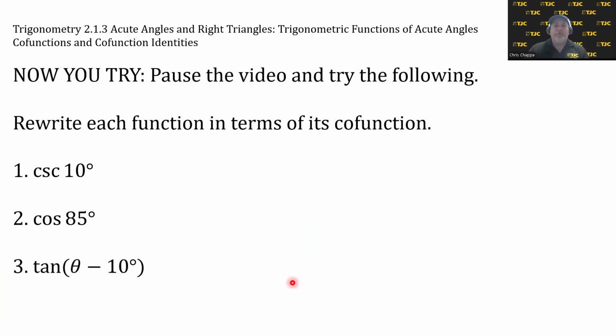So now you try. Pause the video and try the following. Rewrite each function in terms of its cofunction. Number 1, cosecant of 10 degrees. Number 2, cosine of 85 degrees. And number 3, tangent of theta minus 10 degrees. Pause the video, give it a try.